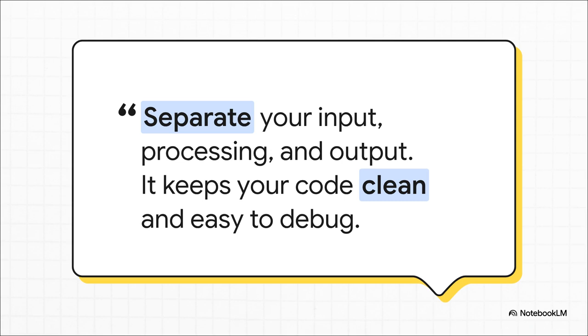And here's one last piece of pro advice that's worth its weight in gold. You should always try to separate your code into distinct steps. One part for getting the input, another part for doing the processing, and a final part for showing the output. It keeps things so much cleaner and makes your code way, way easier to fix when something eventually breaks.